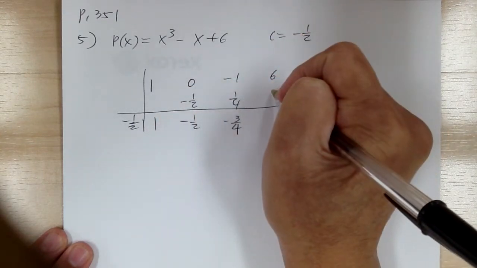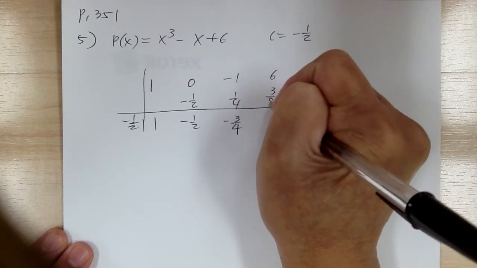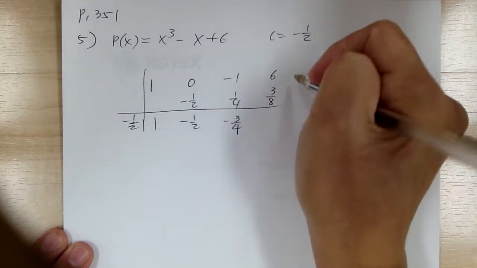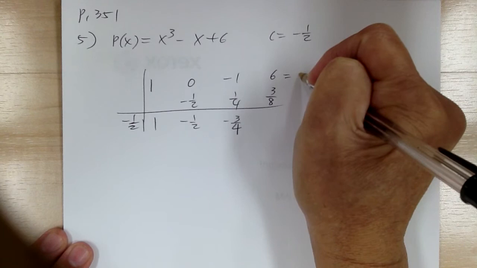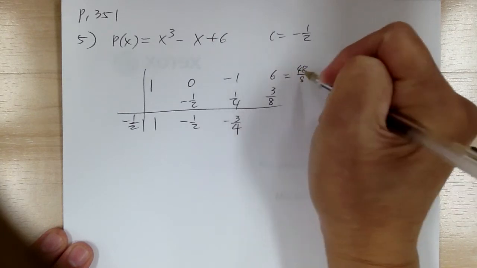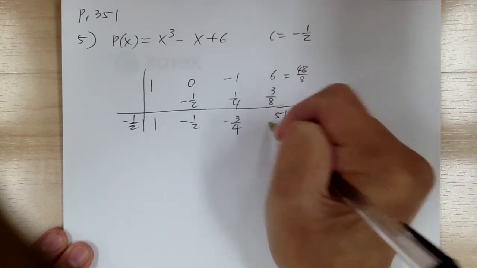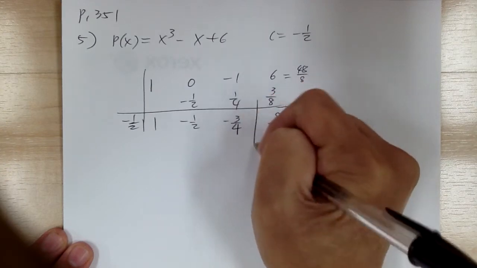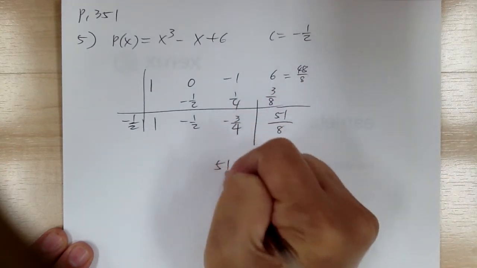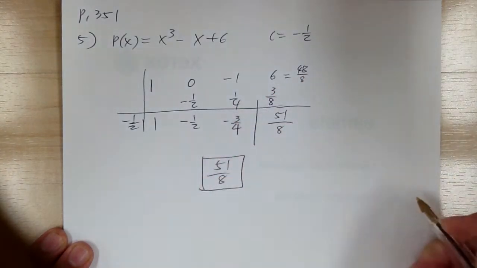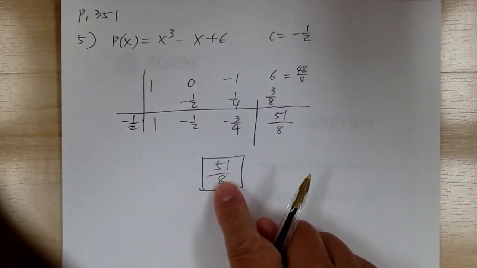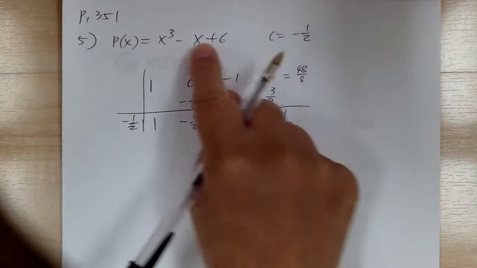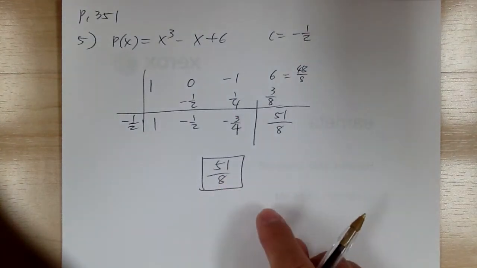multiply, and add. When you add, this equals 51/8. And that's your remainder. So the answer would be 51/8. Again, if you don't believe that, you can substitute into the polynomial and work it out to see if you get the same answer.